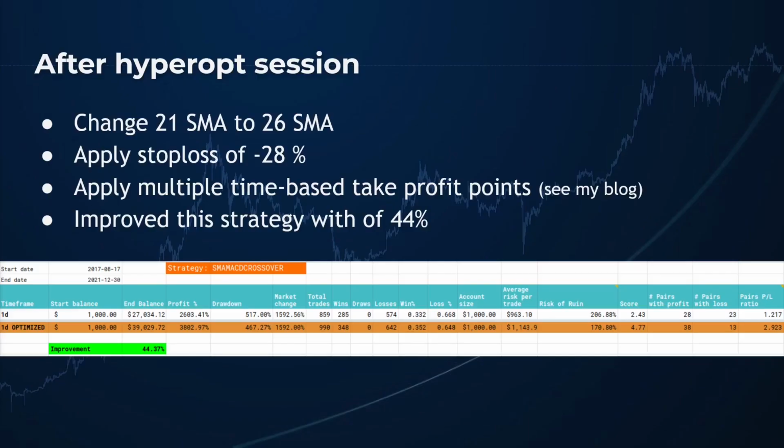After I applied the parameter optimization session, the bot returned the following advice. Change the 21 SMA to a 26 simple moving average, apply a stop loss of -28% to let the trade breathe, and apply multiple time-based points to guarantee profits. You can find these in my blog, I'll put a link in the description below. These small changes improved the strategy's performance by 44%.